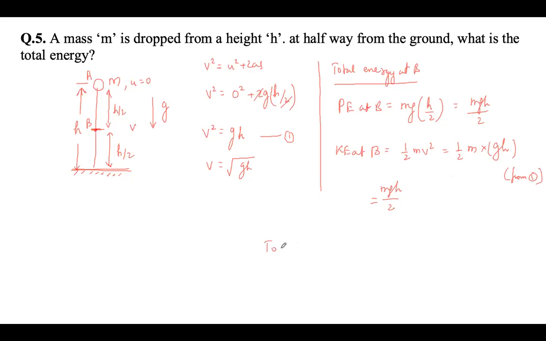So total energy at B, we'll add potential energy and kinetic energy at B. So total energy at B is equal to potential energy at B plus kinetic energy at B. Potential energy at B is mgh by 2. Kinetic energy at B is equal to mgh by 2. दोनों को add कर देंगे तो this is equal to mgh. So total energy at B is mgh.